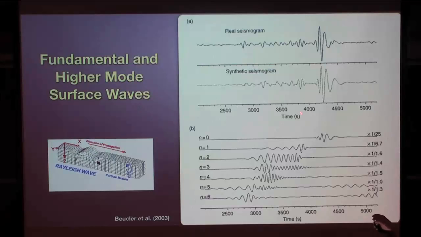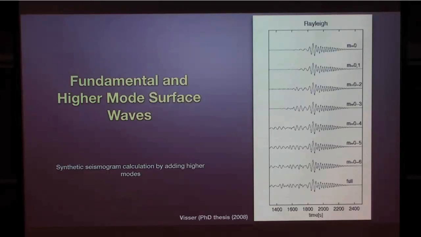The higher modes are the wiggles that arrive before the fundamental mode surface waves, and we can separate the seismogram into a certain number of higher modes. As you go toward higher and higher modes, they tend to arrive earlier and earlier because they sample deeper and deeper structure in the mantle. And you can reconstruct a synthetic seismogram by addition of normal modes.